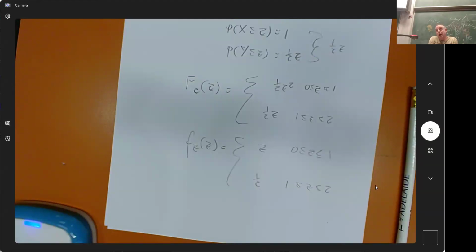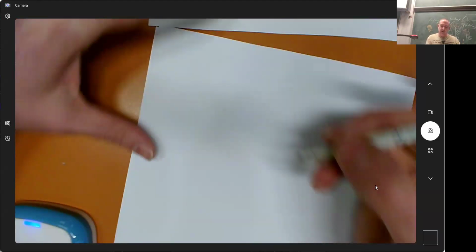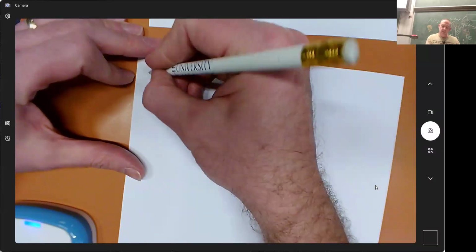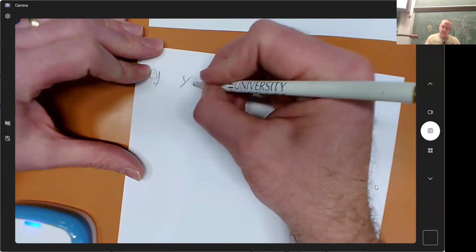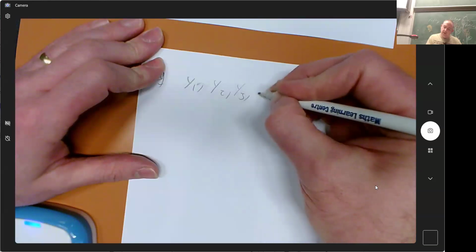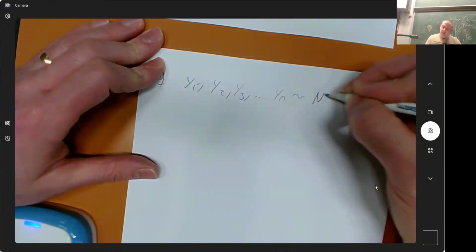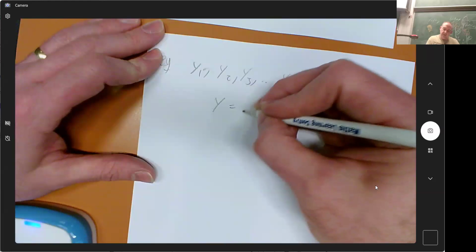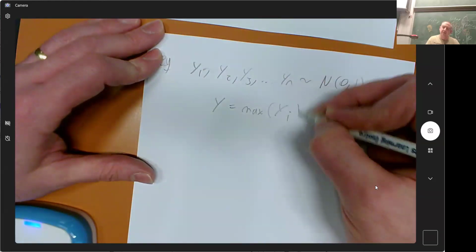But most of the time, they give you the same distribution for both of them. But I just wanted to show it was possible. So most of the time, what they actually give you is something like Y1, Y2, Y3, etc., up to Yn are distributed as a normal distribution with mean 0, variance 1. And then you have that Y is the maximum of all the Yi's.